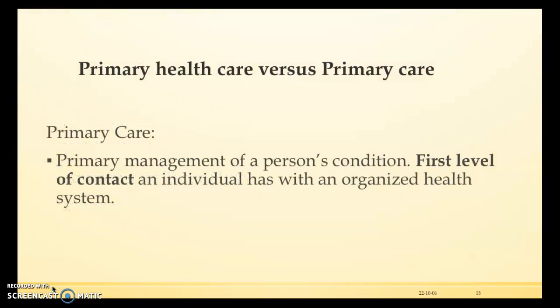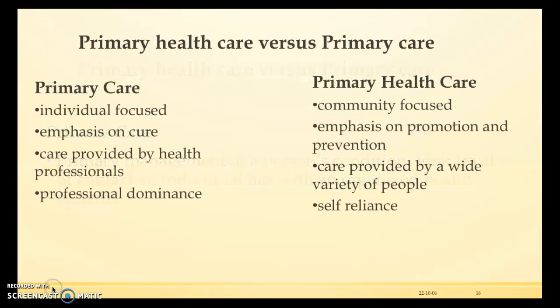So primary health care versus primary care. So here primary care is the primary management of a person's condition, the first level of contact an individual has with an organized health system. So here we can look at both of these, the primary health care versus primary care. If you look at the bullets under primary care, you can see that those kind of align or overlap with some of the things we talked about, the medical model of care. All right, so primary care, there's more of an emphasis on the individual, an emphasis on cure, whereas primary health care is focused on the community, a focus on promotion and prevention.